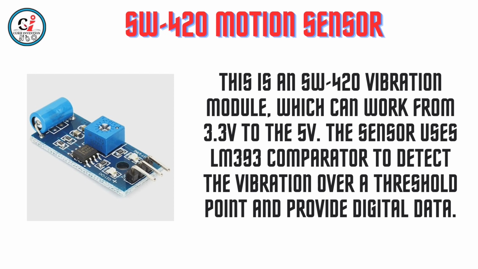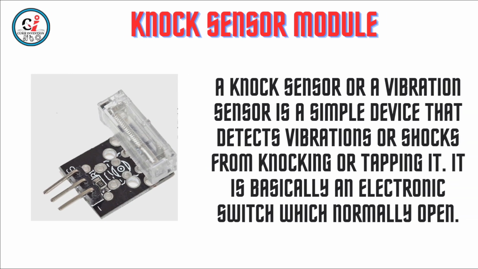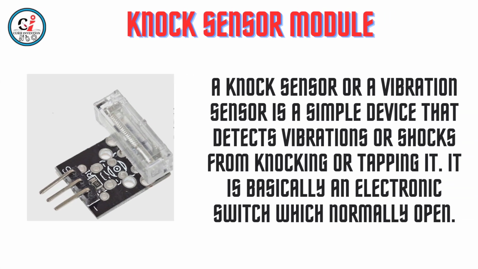SW-420 Motion Sensor. This is an SW-420 vibration module, which can work from 3.3V to 5V. The sensor uses an LM393 comparator to detect the vibration over a threshold point and provide digital data. Knock Sensor Module. A knock sensor or a vibration sensor is a simple device that detects vibrations or shocks from knocking or tapping it. It is basically an electronic switch which is normally open.